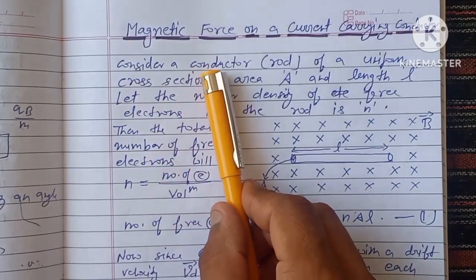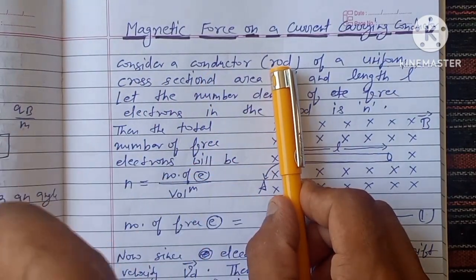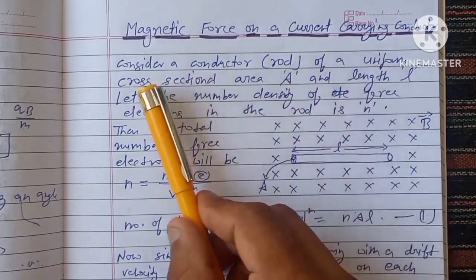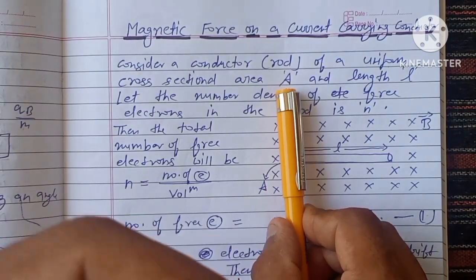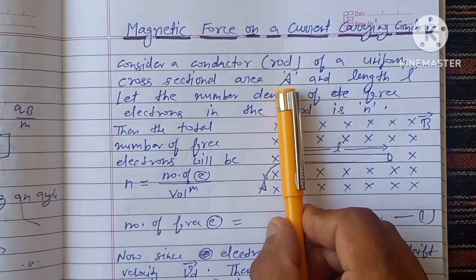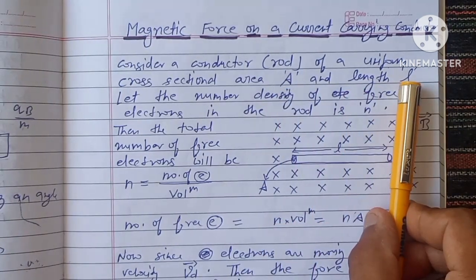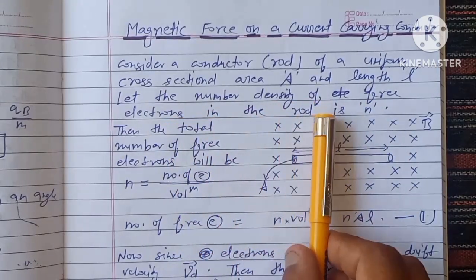So consider a conductor, that is, let us consider a conducting rod in which a current I is flowing. Its uniform cross-sectional area is represented by A. Let us suppose its length is L. Now, let the number density of free electrons in the rod be N.